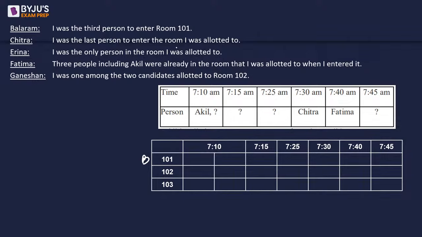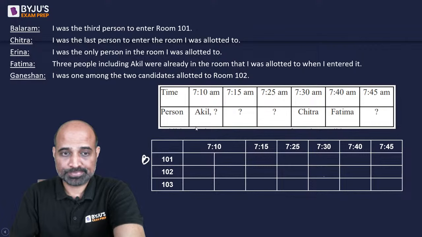C says I was the last person to enter the room I was allotted to. So we don't know where C is. C could be anywhere, right? I can't write Chitra here because when I write Chitra here, it means I am specifying Chitra was in room 102. That is not true, isn't it? So we can't specify that.